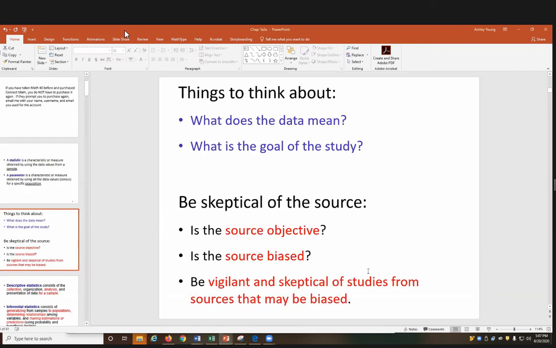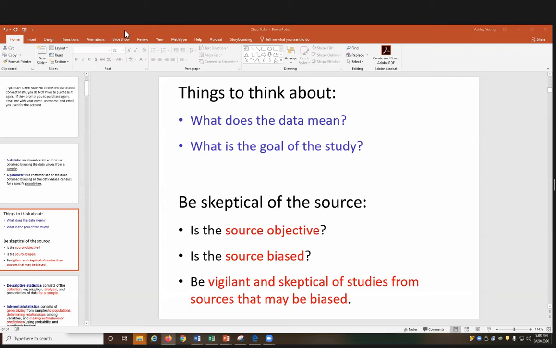These are things I want you to think about in terms of statistics. How about Brenda? Go ahead and read for us this page. Things to think about. What does the data mean? What is the goal of the study? Be skeptical of the source. Is the source objective? Is the source biased? Be vigilant and skeptical of studies from sources that may be biased.